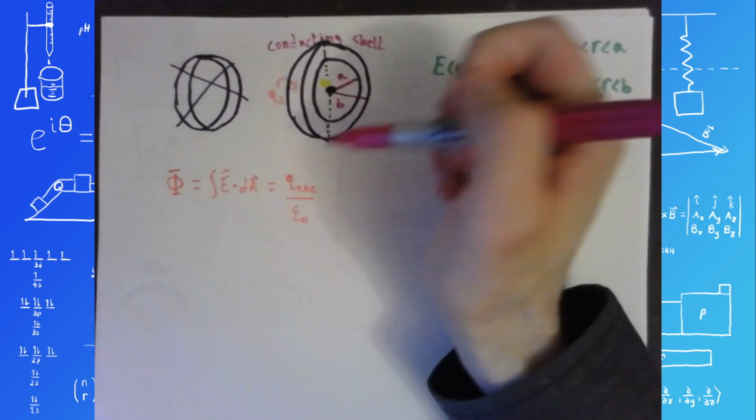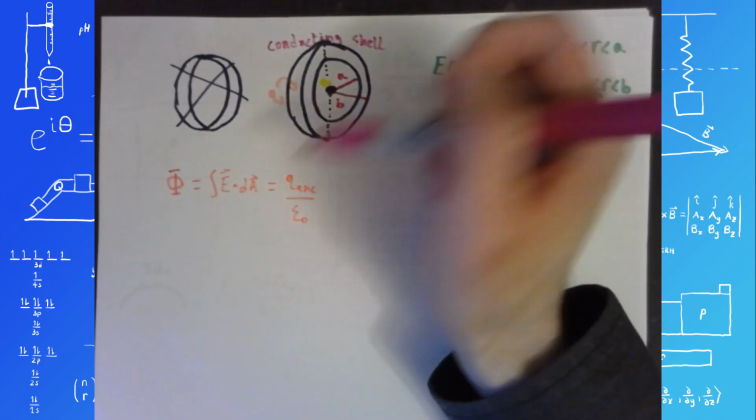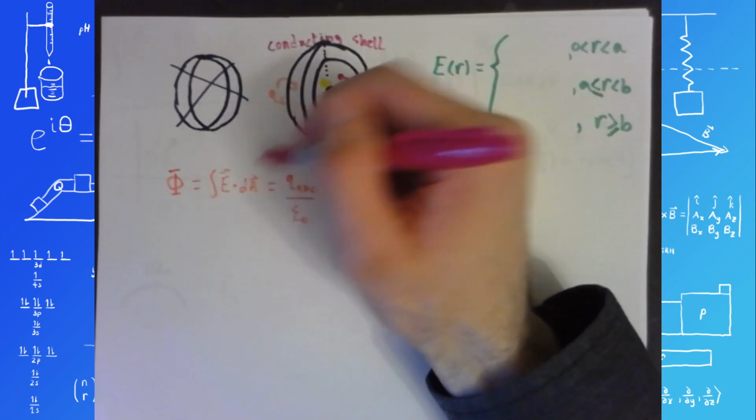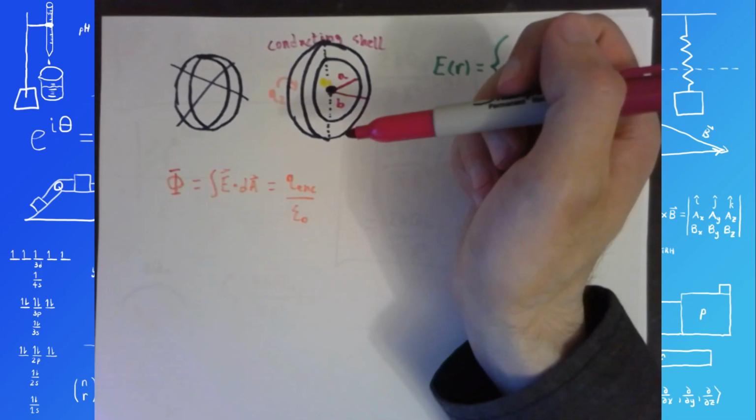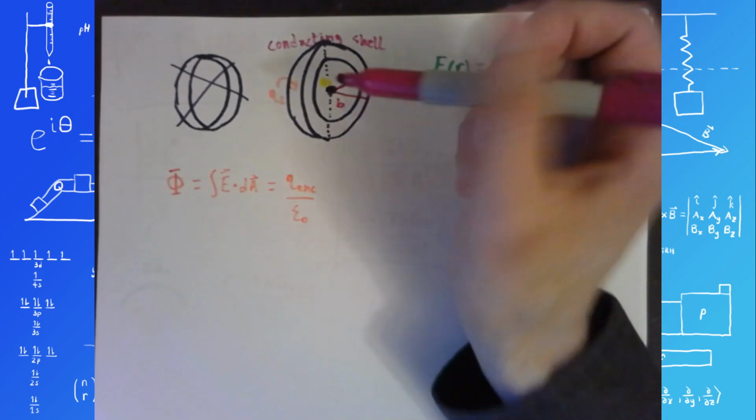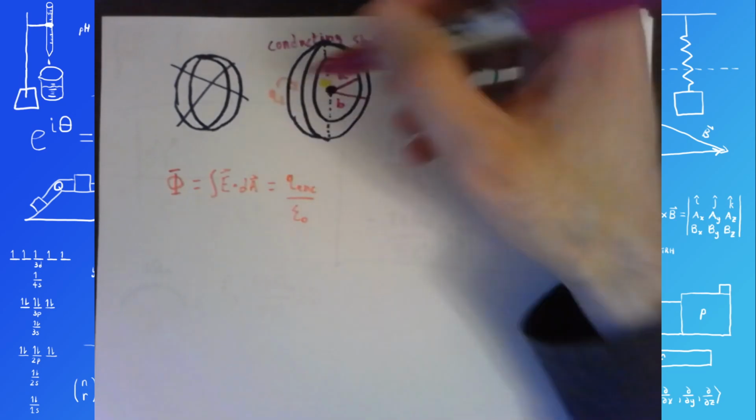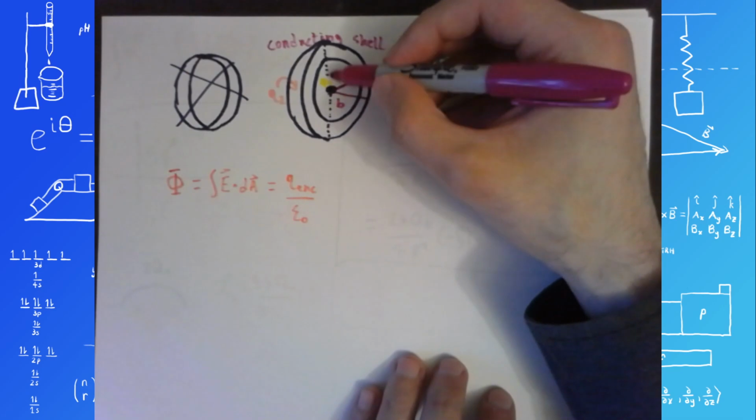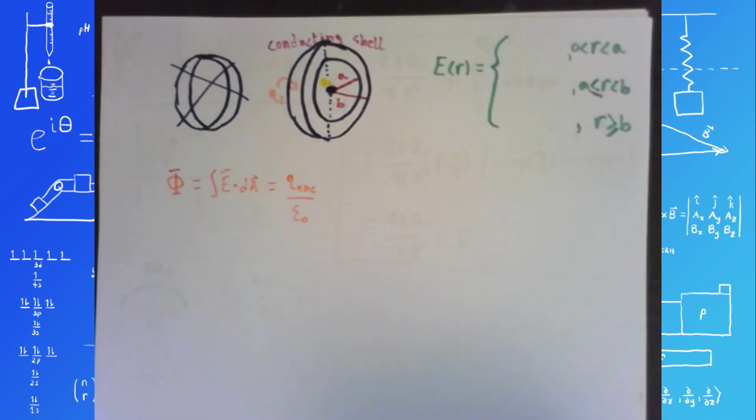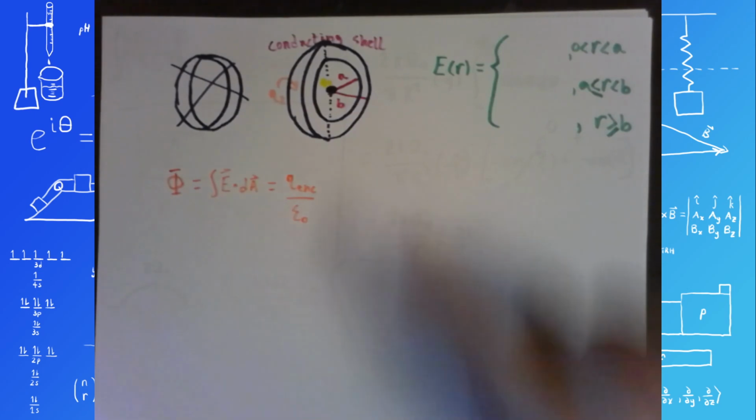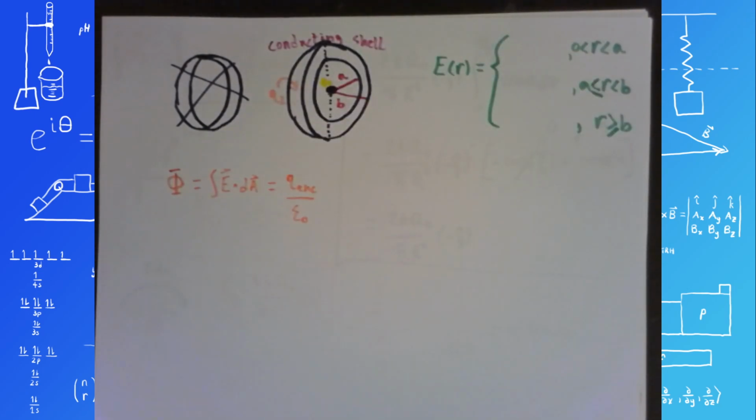As for the integral of E dot dA, because of symmetry, we can simplify this to just E times the surface area of our Gaussian surface. We know because of symmetry that the electric field is going to be the same value at every point on our Gaussian sphere. Maybe I should draw it. Okay.